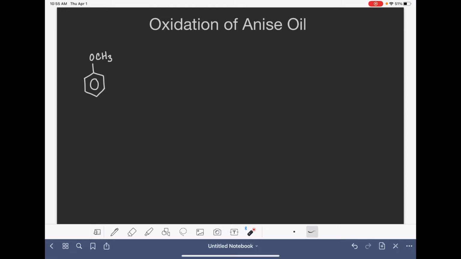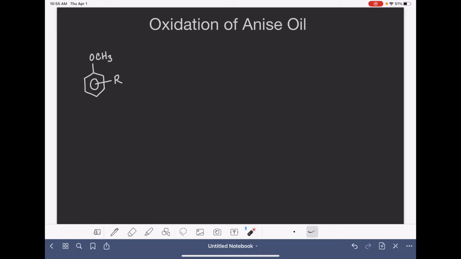In this experiment, I'm going to be doing a side chain oxidation on one of the components of anise oil. This is the molecule that has like a black licorice smell. The structure of the molecule that we're going to be working with looks kind of like this, this is anisole. The actual molecule that we're working with has an alkyl group located somewhere on the ring.